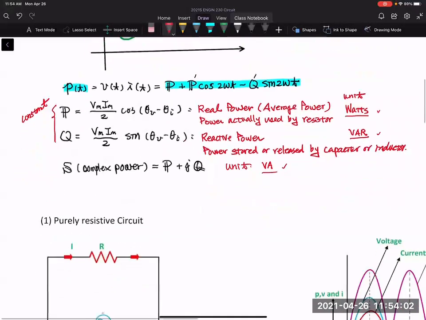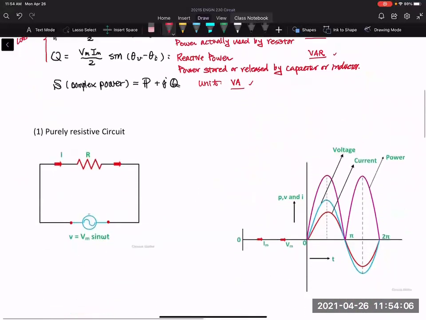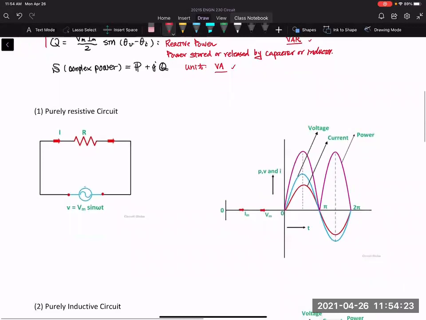So those are the three things I wanted to start with. Okay, any question about this? All right, we will do an example after this, but let's look at the situation. What happens if you have a circuit which only has a resistor and you are supplying it with an AC source? This kind of circuit is what we call a purely resistive circuit, where you only have a resistor in the system. If you do the experiment, you can measure the current, the voltage, and the power.